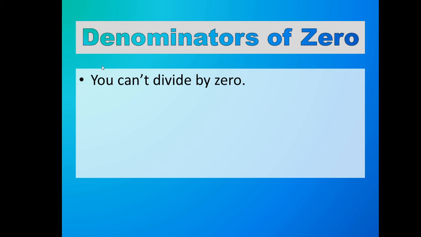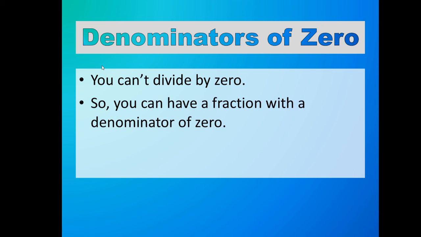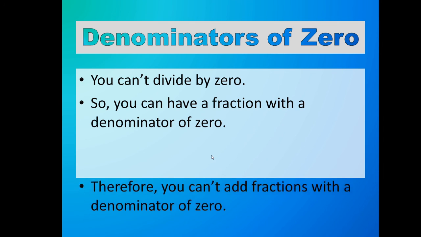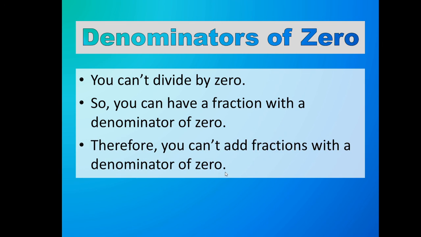Because you can't divide by 0, you can't have a fraction with a denominator of 0. Therefore, you cannot add fractions with a denominator of 0. So for this case, the rule is not to add the numerators and keep the denominators the same. The rule is you can't do it in the first place.